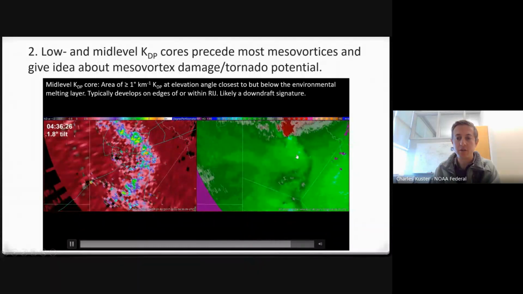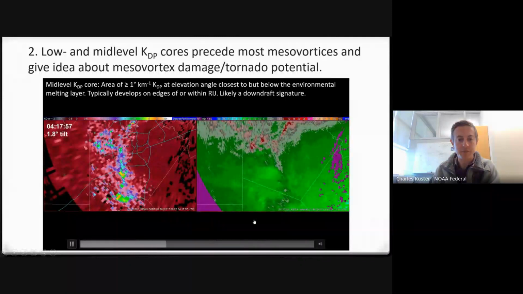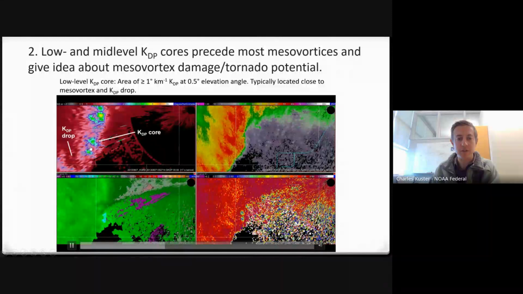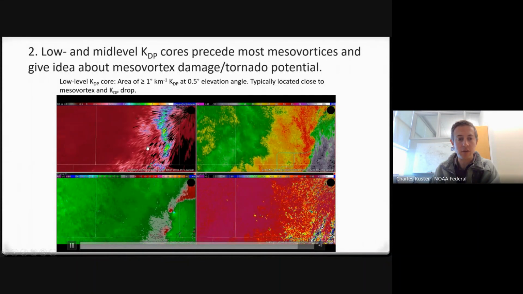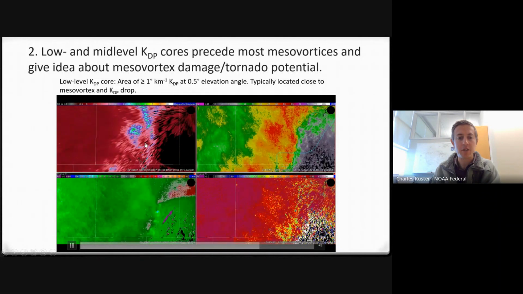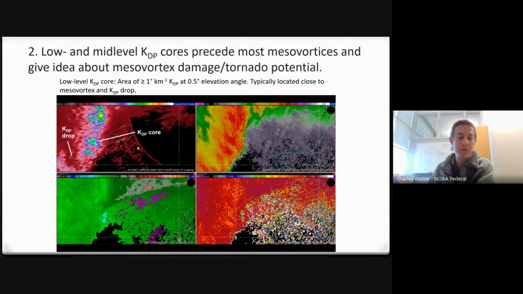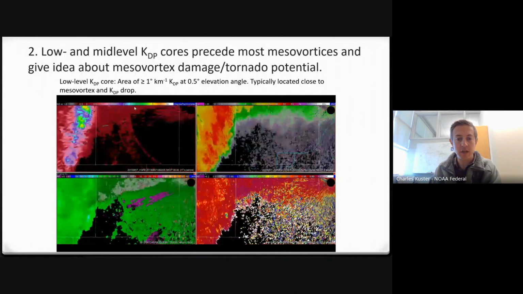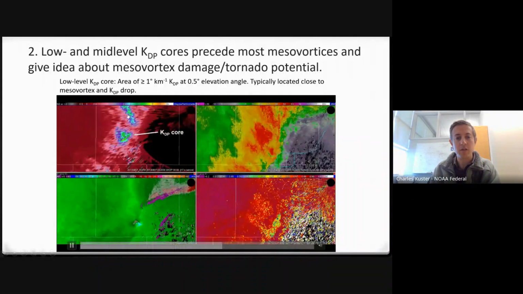They are very close to the rear inflow jet, either embedded or on the edges of those rear inflow jets. Low-level KDP cores, same idea, where you have just an area of high KDP within the QLCS. There are other KDP cores present in these animations. The one that I'm highlighting is just the one that is associated with the tornadic mesovortex in these animations. So that's why only one of them is highlighted. The other KDP cores were associated with a weak mesovortex.